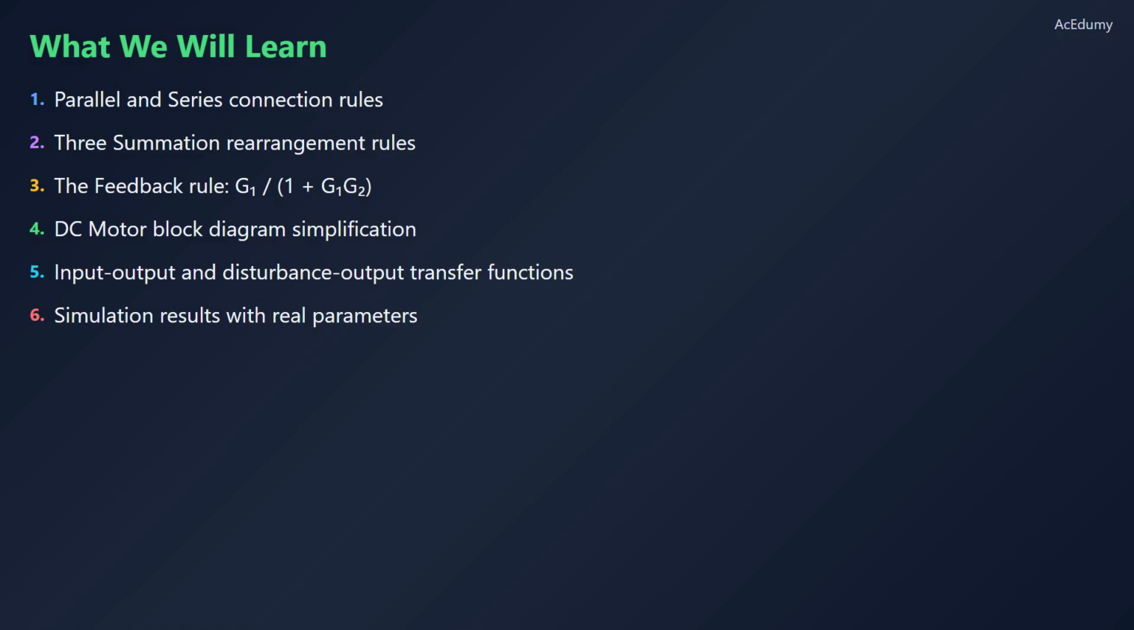In this lesson, we'll learn 6 connection rules for simplifying block diagrams. These rules let us reduce complex systems with multiple blocks and feedback loops into simpler equivalent forms. We'll then apply them step by step to simplify the DC motor block diagram from Lesson 9.